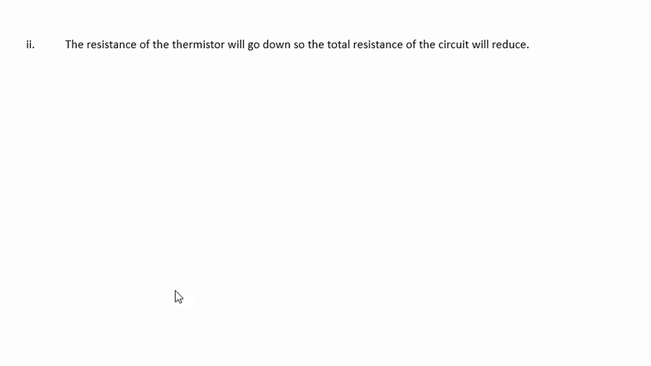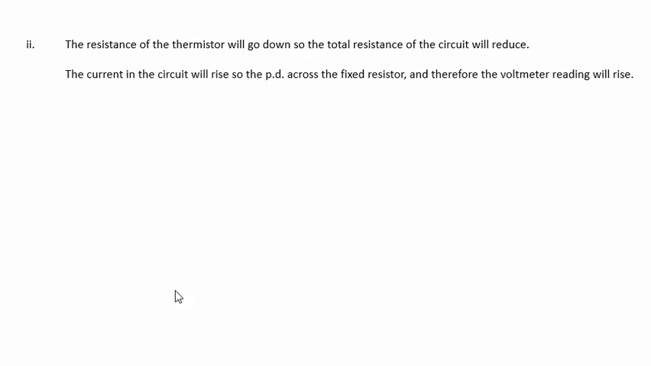In part 2, we're to explain how the reading on the voltmeter will change when the temperature of the thermistor increases. Well, the resistance of the thermistor will go down as its temperature rises, and therefore the total resistance of the circuit will also reduce. This will mean the current in the circuit will rise, so we must have a higher potential difference across the fixed resistor, so the voltmeter reading will rise.